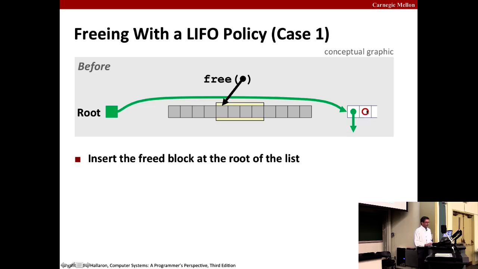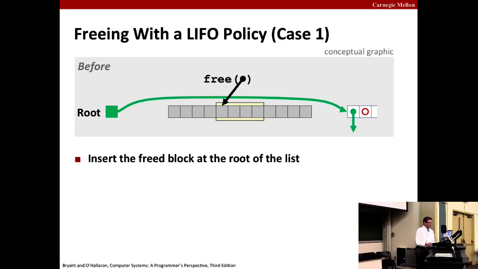So here we have the root of our free list pointing to the first block in the free list. There's a null prev pointer, and then the next pointer points to some unspecified block. And we have this yellow block which is allocated, and now the application has called free with a pointer that points to the beginning of this block. So what do we do?